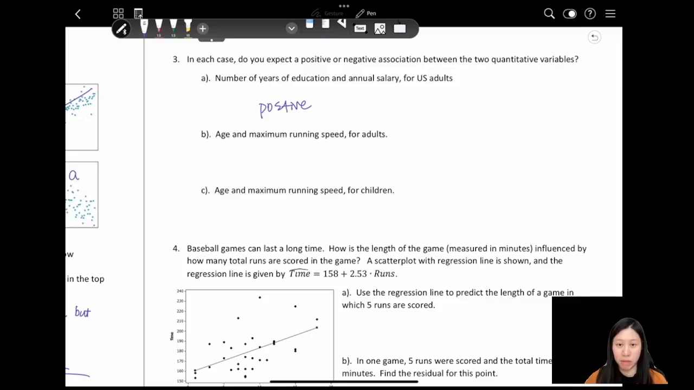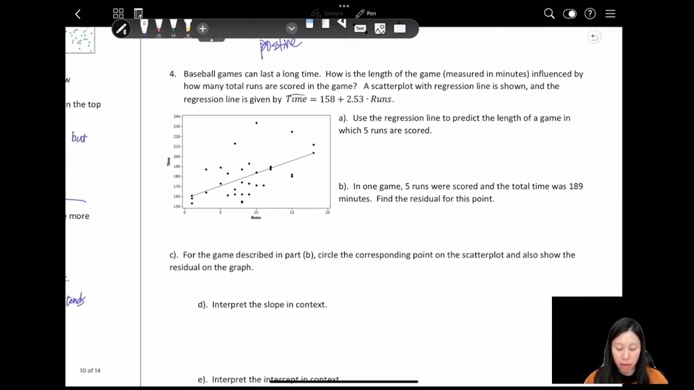So age and maximum running speed. Negative. The older you get, the slower you're going to run, as an adult. But now let's look at C. Age and the maximum running speed for children. So this is positive. Look, this is really interesting. Even though they compare the same variables, because of the age differences, it gives you two different correlations.